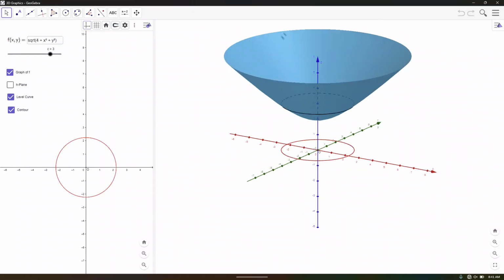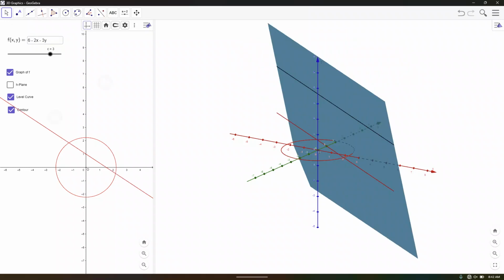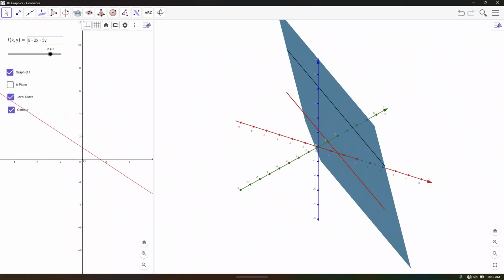All right. So we have this applet in GeoGebra for which we can actually change the function, so we can see the different level curves and the contours as well. So I'm going to change this function to 6 minus 2x minus 3y. Click enter. Well, actually, let me zoom out to get rid of that circle. Well, what's going to happen here?